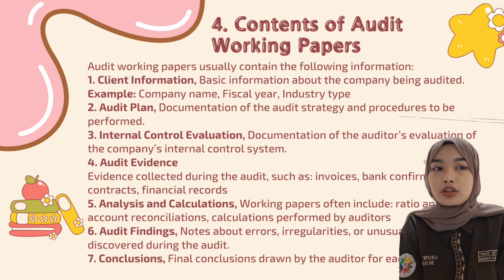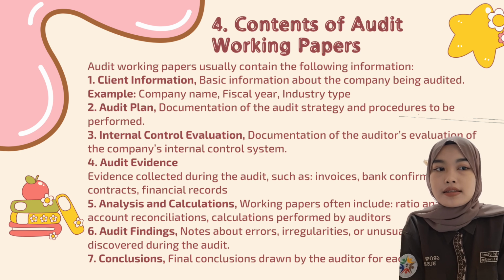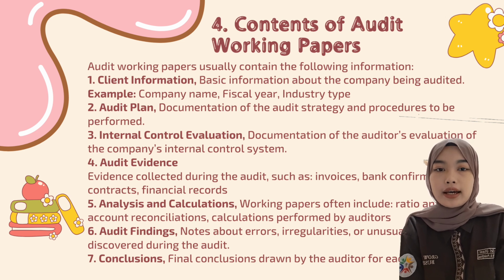Internal control evaluation, documentation of the auditor's evaluation of the company's internal control system. Audit evidence, evidence collected during the audit such as invoices, bank confirmations, contracts, financial records. Analysis and calculation. Working papers often include ratio analysis, account reconciliation, calculations performed by the auditor. Audit findings, notes about errors, irregularities, or unusual transactions discovered during the audit. Conclusion. Final conclusion drawn by the auditor for each audit area.